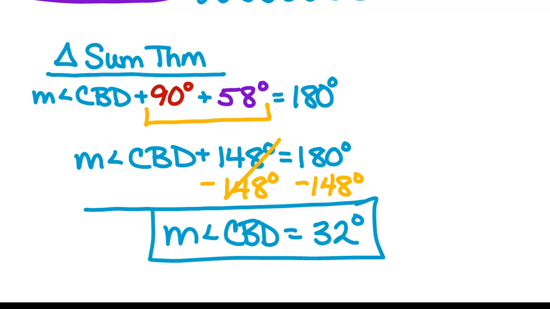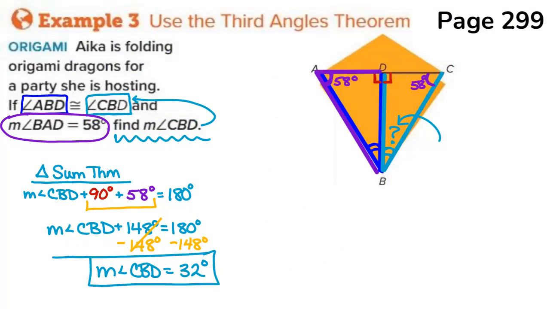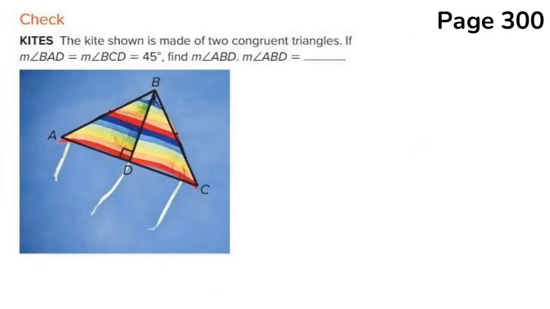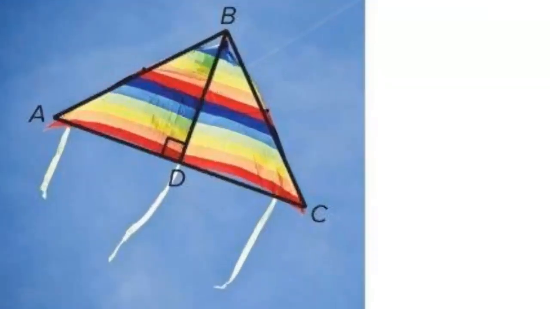Go ahead and flip over to page 300. We're going to do one last problem here. We have a kite. First thing my eyes key in on is this right here. There's a right angle symbol. Angle ADB is forming a right angle. So what other angle would have to be a right angle if ADB is a right angle? CDB. So I'm going to go ahead and add that to my picture. I now know that those two angles are congruent.